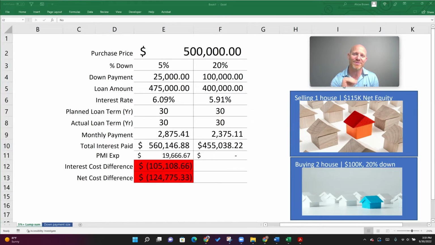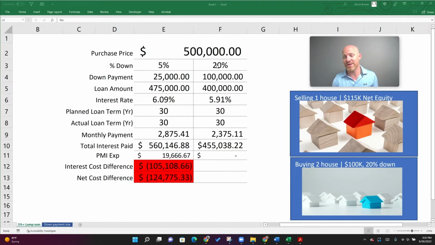I want to talk through this because I had this question come up multiple times. I'm going to paint this scenario through this picture here. We've got house number one. It's about to sell. It's got $115,000 of equity. Buying house number two at $500,000, $100,000 is required for a 20% down payment.